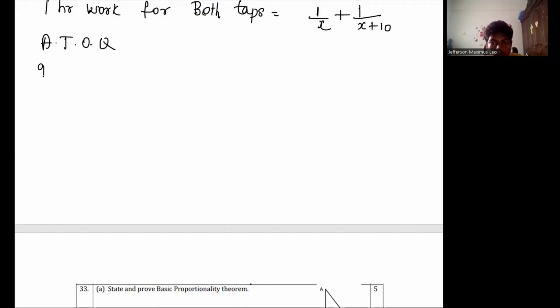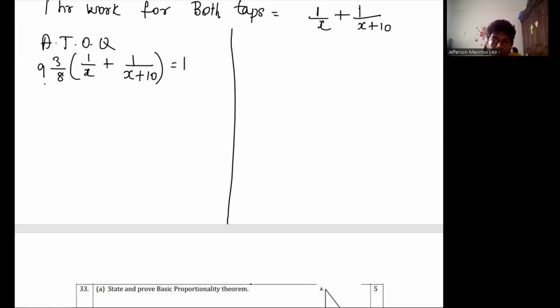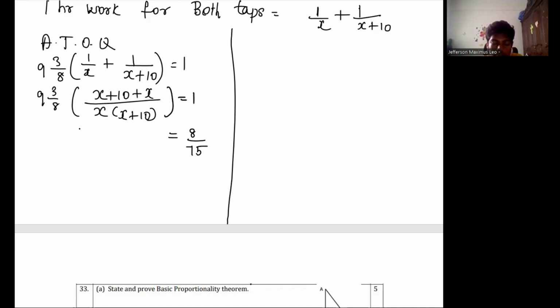So according to our question, 9 3/8 hours into 1 hour work, 1 by x plus 1 by x plus 10, the whole work will be done. So 9 3/8, LCM for the bracket, x times x plus 10. Here x plus 10 plus x is equal to 1. This is 72 plus 3, 75 by 8. On the right side, it is 8 by 75. Correct? Yes, ma'am. It's 2x plus 10 and x square plus 10x.